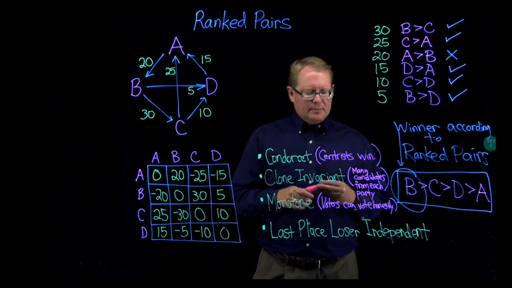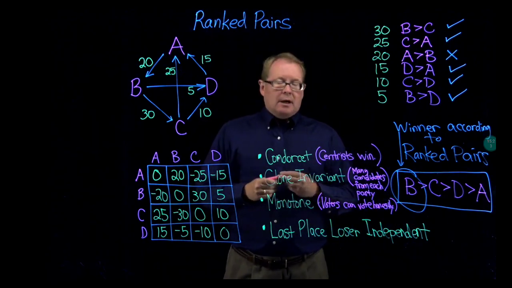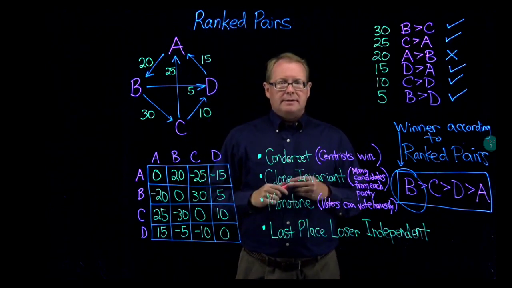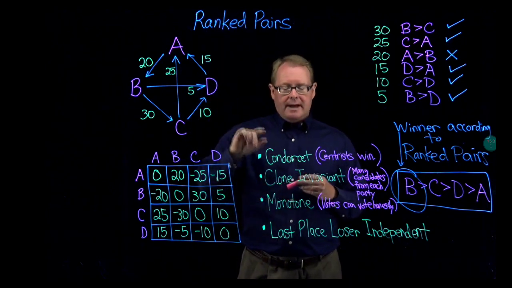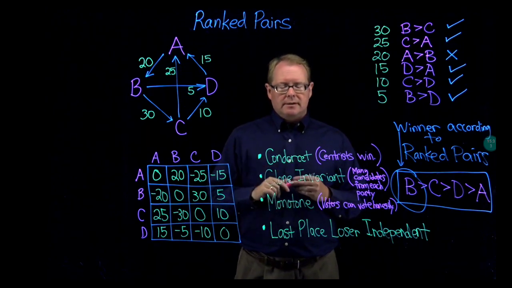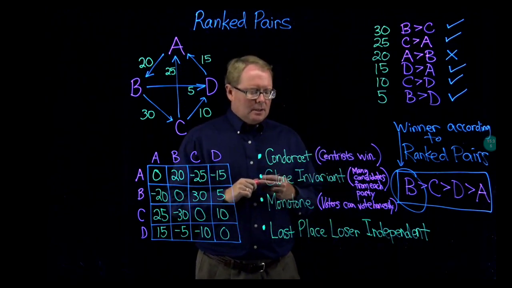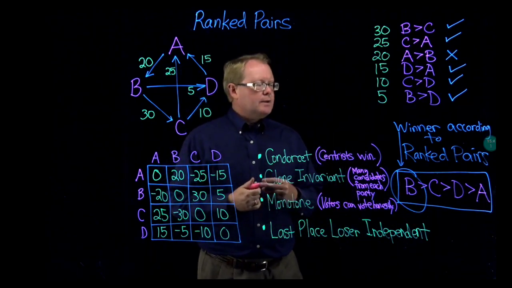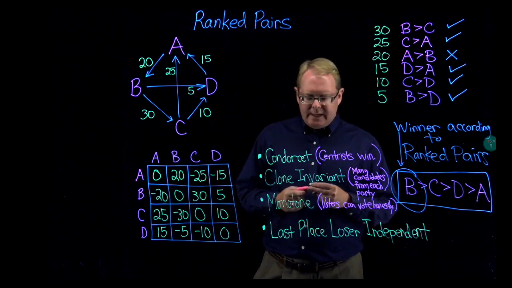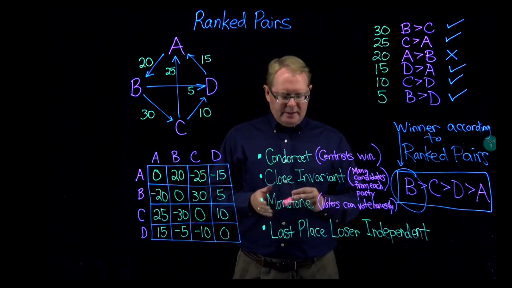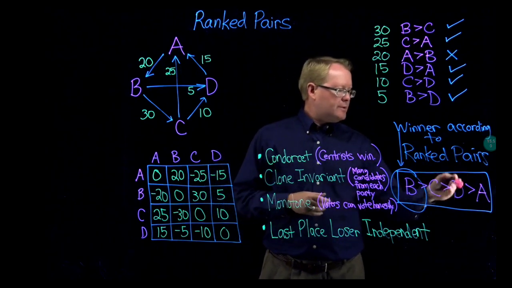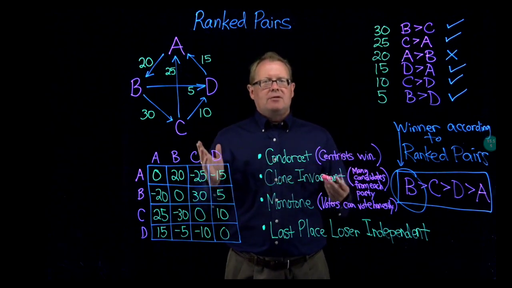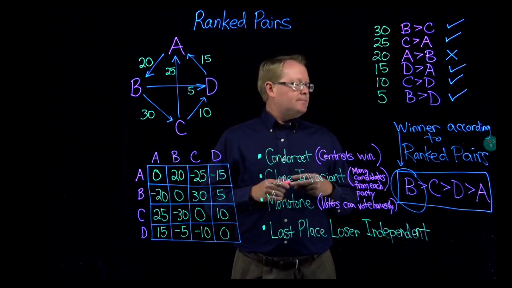Finally, there's the last place loser independent property of ranked pairs. Of all the methods I've discussed in this video series, ranked pairs is the only one that has all four of these properties. There is one other method that has the top three. That's the Schulze method, and that's why I like the Schulze method quite a bit. But ranked pairs also has this fourth property that it's last place loser independent. Now, what does that mean? Well, it means that if whoever came in last place according to ranked pairs, which is candidate A in this case, were to drop out the day before the election, it would not affect the outcome of the election. Candidate B would still win.